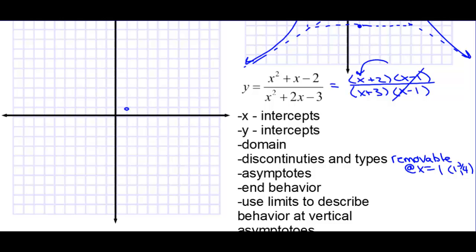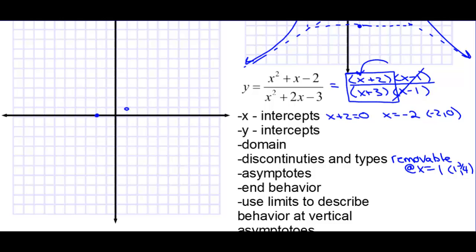All right, so now we treat this as a brand new problem. Now we get all the rest of the information off of what's left over. So the first thing you need to check for, are there any holes? Does anything cancel out? X-intercepts. That's what makes the top 0. So x equals -2. So the point is -2, 0. There's your x-intercept.